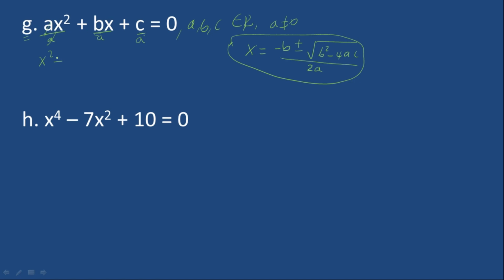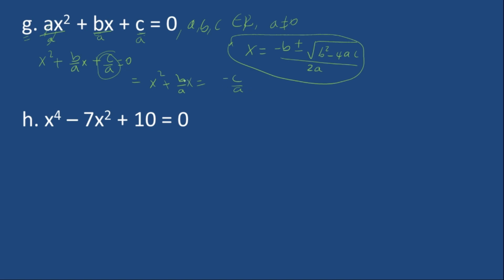x squared plus b over a x plus c over a is equal to, becomes what? 0. So to use the completing square method, you have to bring this constant term to the right side. So this becomes x squared plus b over a x is equal to minus c over a. Bring c over a to the right side and make it negative.